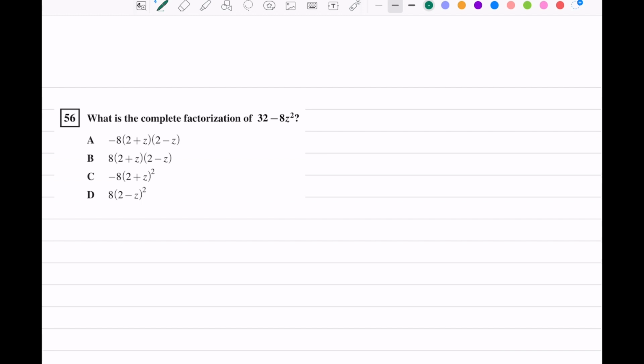What is the complete factorization of 32 minus 8z squared? So you might notice that we can factor out an 8, so let's go ahead and do that. We'll have 8 times 4 minus z squared. And if you remember your squares, you know that 4 is 2 squared. So we can write this as 2 squared minus z squared.